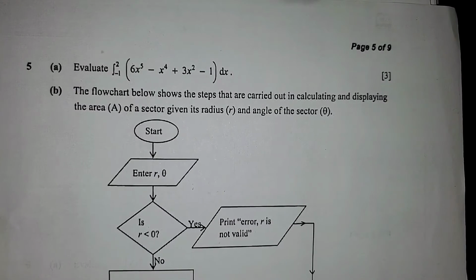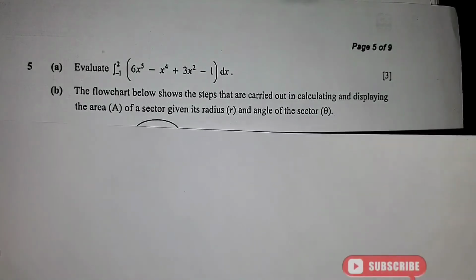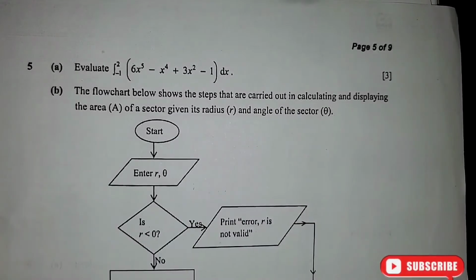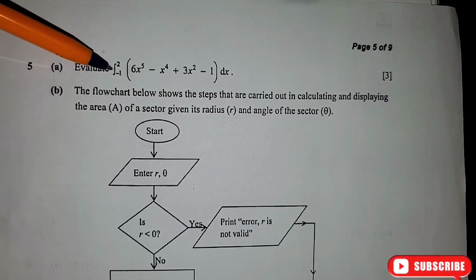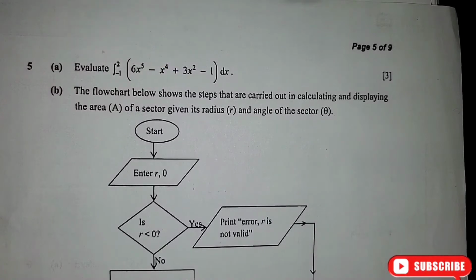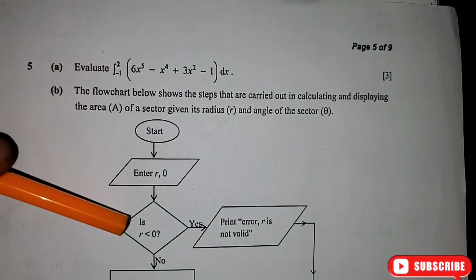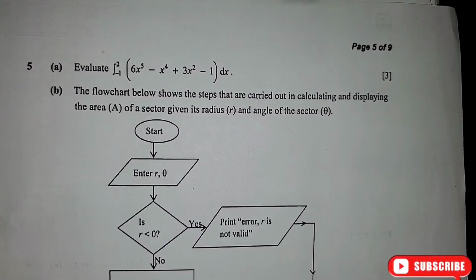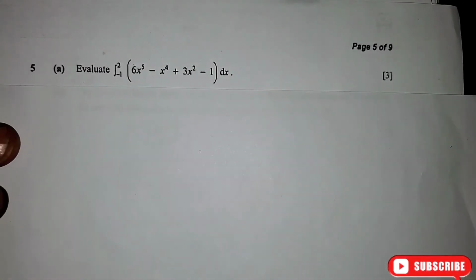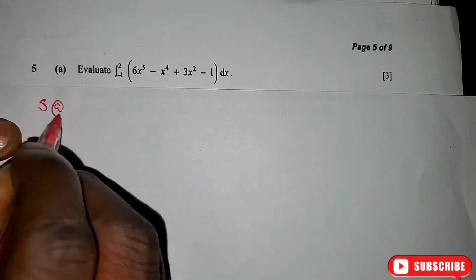Guys, we have question 5 of the 2024 GCE Paper 2 mathematics, of course. We are asked to evaluate this, and this is calculus, of course. There is calculus and also pseudocode and a flowchart. This is the flowchart, and we're asked to write a pseudocode. So let's start with this calculus question here. This is question 5a.